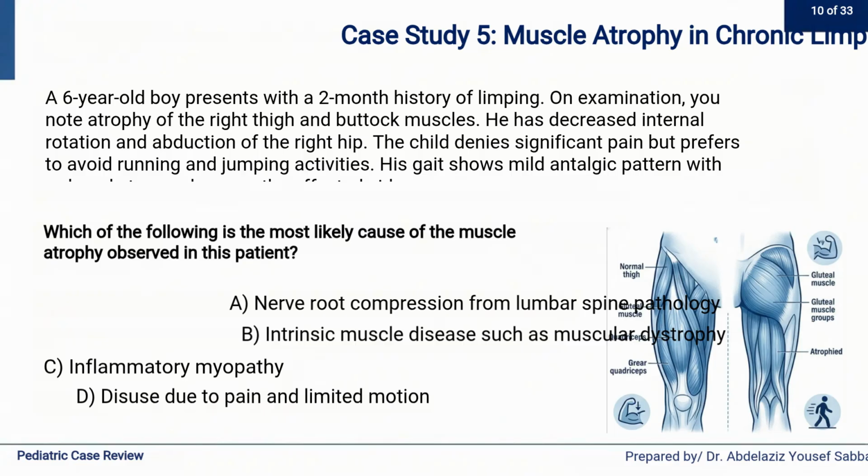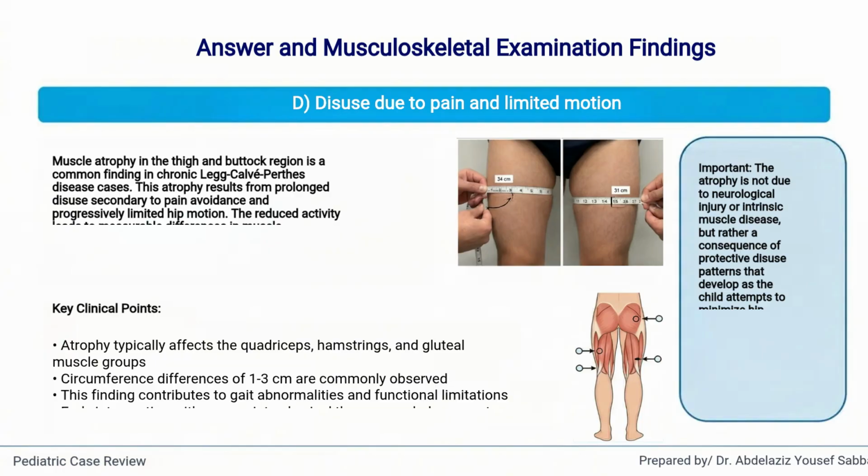Option A, nerve root compression from lumbar spine pathology. Option B, intrinsic muscle disease such as muscular dystrophy. Option C, inflammatory myopathy. Option D, disuse due to pain and limited motion. The correct answer is option D, disuse due to pain and limited motion.